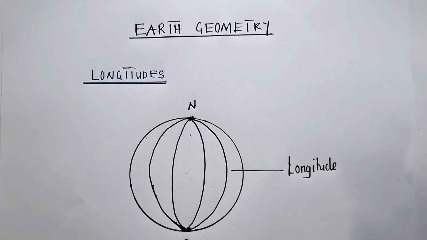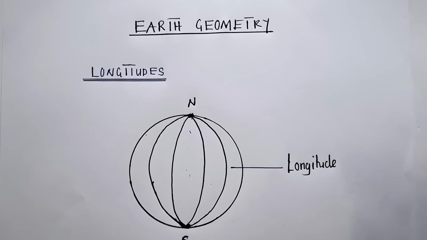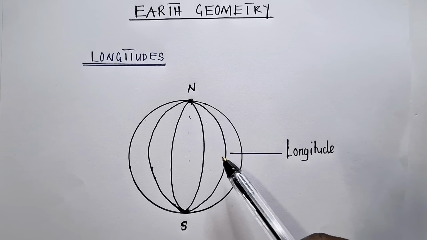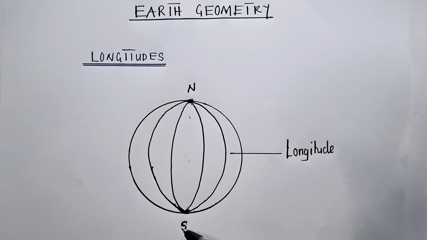This is Sichamba Jacob. The topic that we are looking at this evening is called Earth Geometry. You must understand that it deals with the globe. So you can see the globe that we have right over here. It has got north and south down right here.